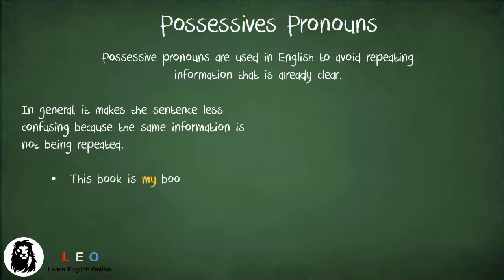For example, "This book is my book, not your book." The sentence sounds repetitive. "This book is mine, not yours." Here, yours and mine are possessive pronouns and do not sound repetitive.